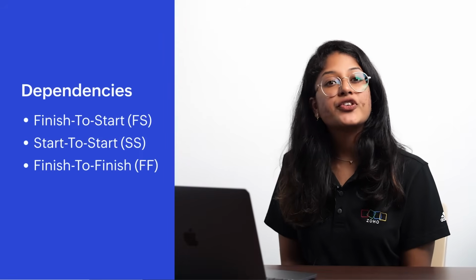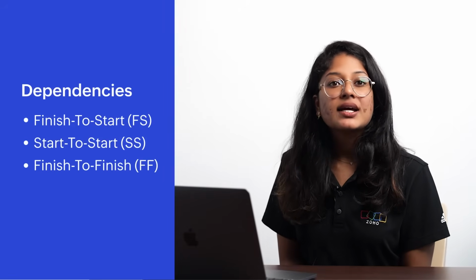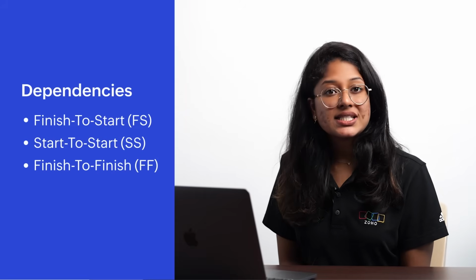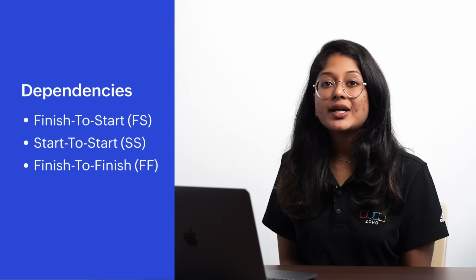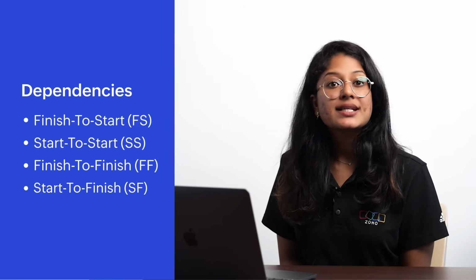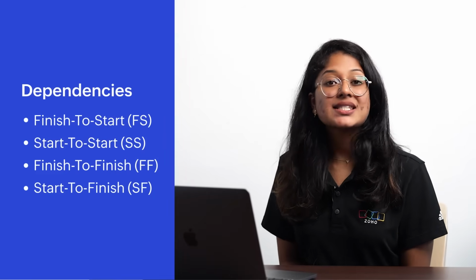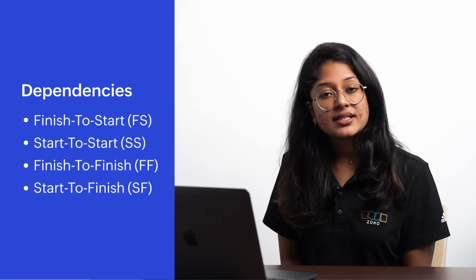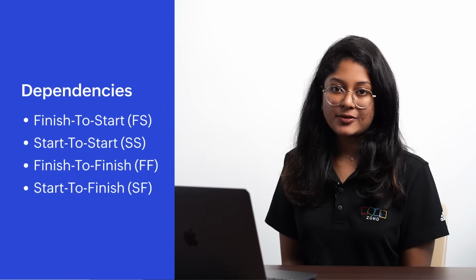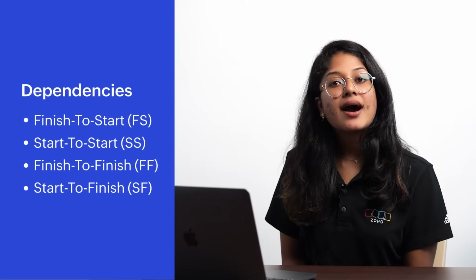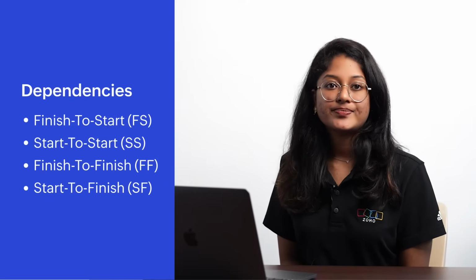Third, the finish-to-finish dependency. A task cannot be completed until the other task is finished. For instance, error correction cannot be completed until the manager review is finished. Lastly, start-to-finish dependency. The successor or dependent task can be completed when the predecessor or parent task is about to begin. For instance, publishing the journal cannot be completed until the journal binding starts.